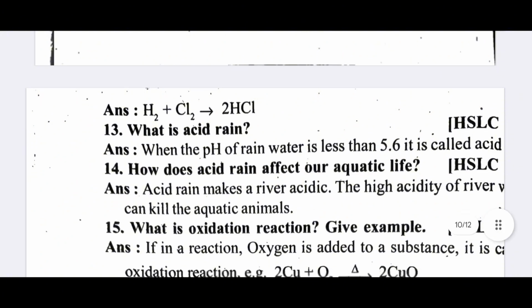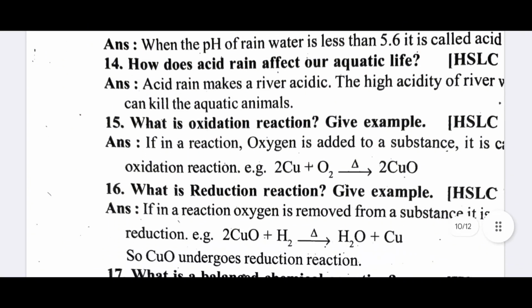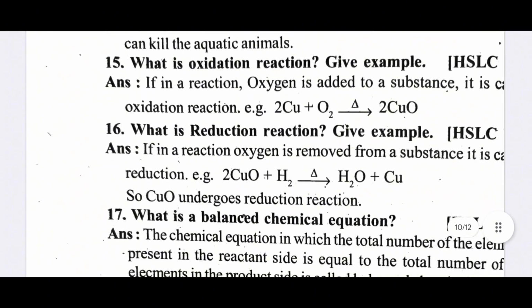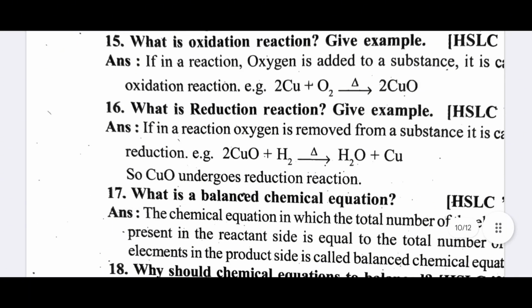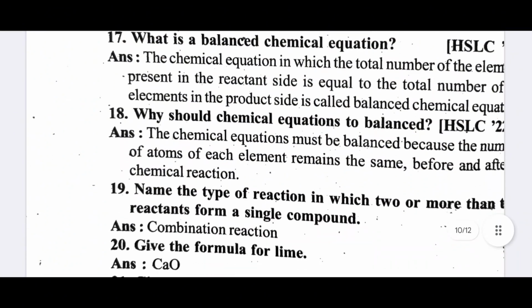What is oxidation reaction? If in a reaction oxygen is added to a substance, it is called oxidation reaction. Copper oxide plus H2, heat, gives copper plus H2O. What is reduction reaction? Give an example. What is a balanced chemical equation? Very important: why should a chemical equation be balanced? Name the type of the reaction.